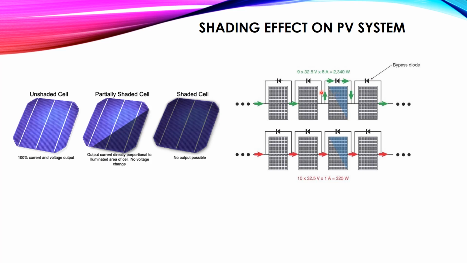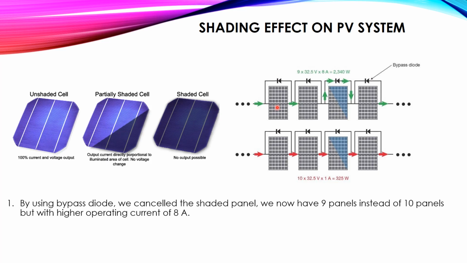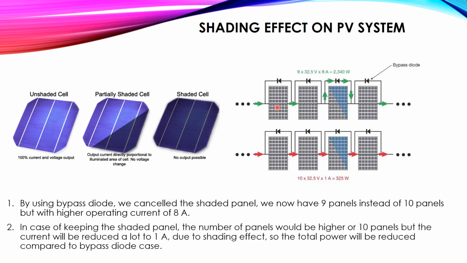Sometimes each panel has, for example, 3 bypass diodes. In this example, we say 1 bypass diode, but actually it can have 3 bypass diodes. So by using the bypass diode, we cancel the shaded panel, and we now have in the first case 9 panels instead of 10 panels, but with a higher operating current of 8 ampere. But in case of the shaded panel, the second case, the number of panels would be higher. It can be 10 panels.